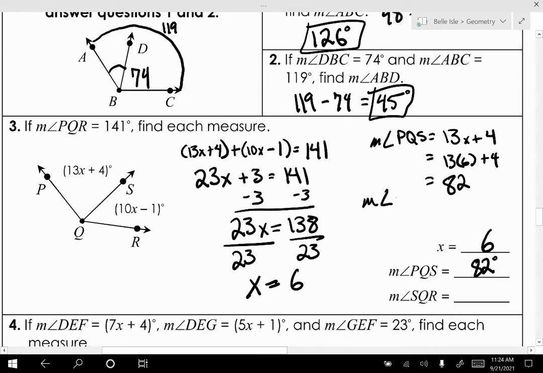Then you also do the measure of angle SQR, which is 10x minus 1. So 10 times 6 minus 1 should be 59.